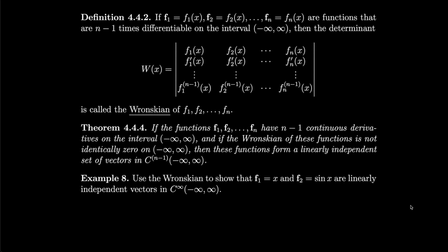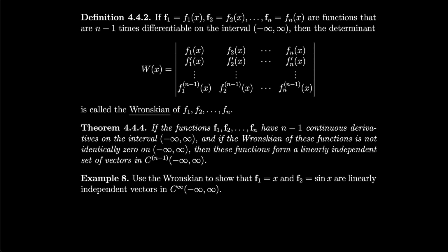If f1 is equal to the function f1 of x, f2 is f2 of x, fn equals fn of x, are functions that are n minus 1 times differentiable, so you can differentiate them n minus 1 times on the interval minus infinity to infinity, basically over all real numbers, then the determinant W of x, so it's the determinant of this where the first row is just the functions, the second row is the first derivative, and the nth row is the n minus 1th derivative, is called the Wronskian of this set of functions.